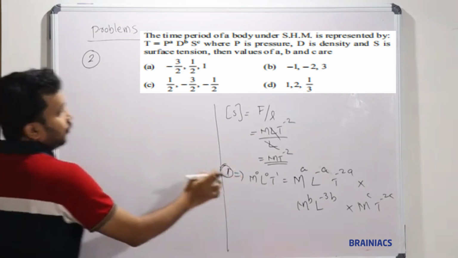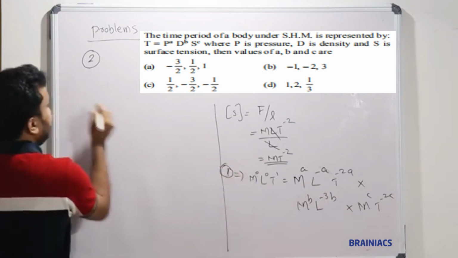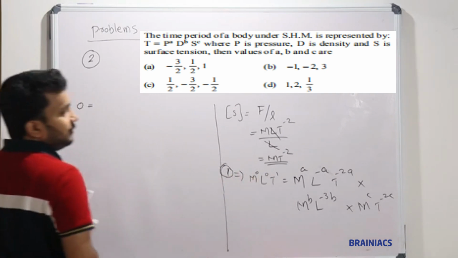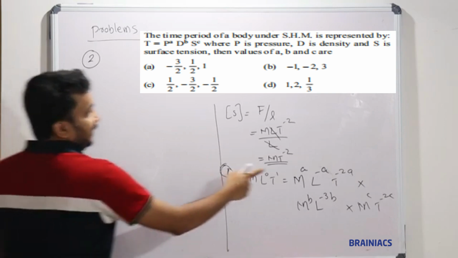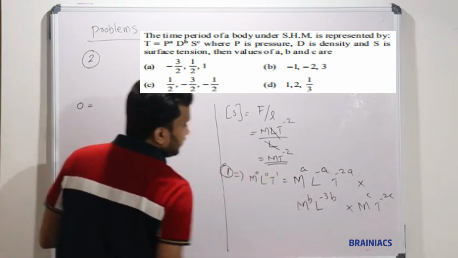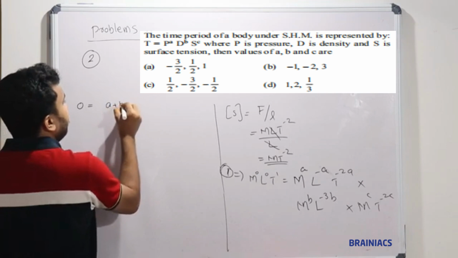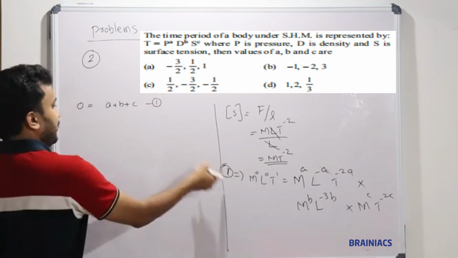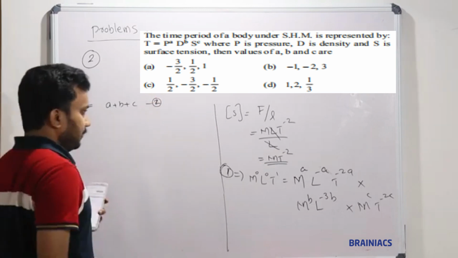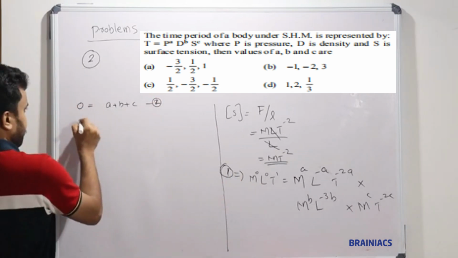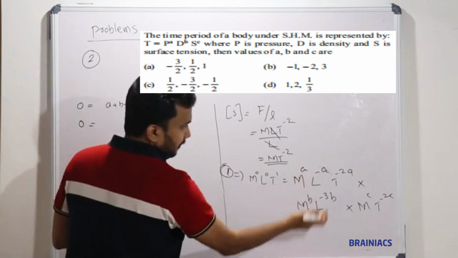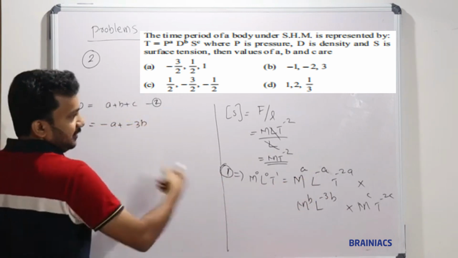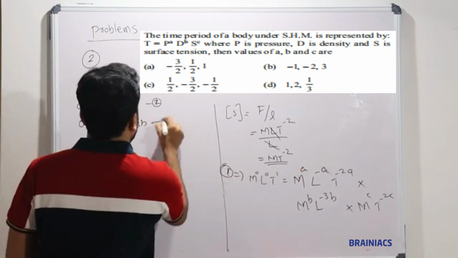So we are taking the coefficient of M. The coefficient of M on the LHS is 0. What is the value on the RHS dimension formula? A will be here, B will be here, C will be there. So it is A plus B plus C equals 0. Equation number 1 is already given. Equation number 2: the coefficient of L, LHS is 0, and RHS is minus A minus 3B. Anything else there? Nothing.